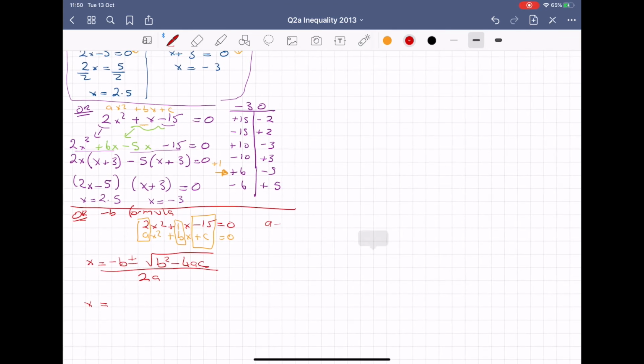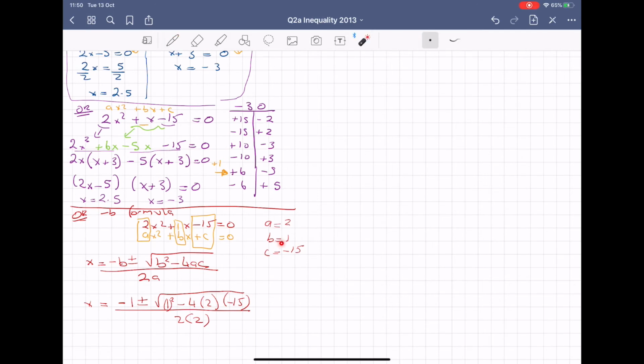So my a is equal to 2, my b is equal to 1, my c is equal to minus 15. So minus b, so minus 1 plus or minus the square root of b squared, 1 squared minus 4. Always safer to put your b in a bracket, 4ac all over 2a. Where did I get that? There's my b squared minus 4ac all over 2a, where a was 2. So I just filled in the numbers above.